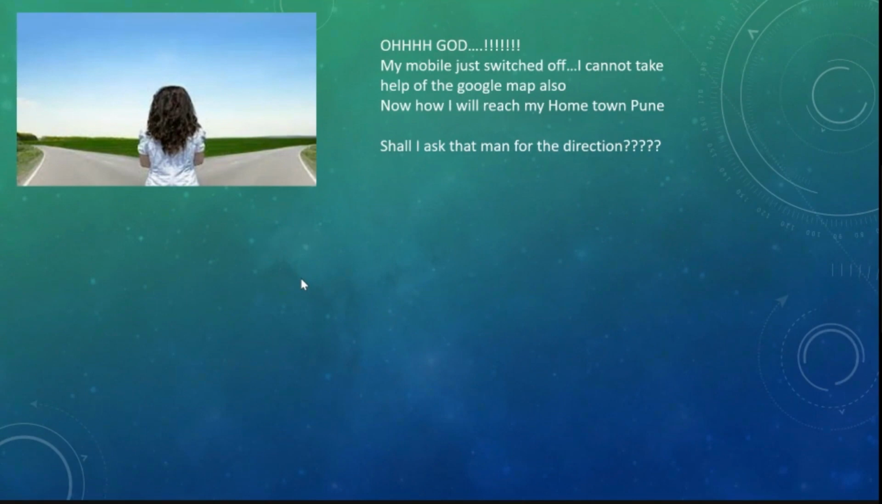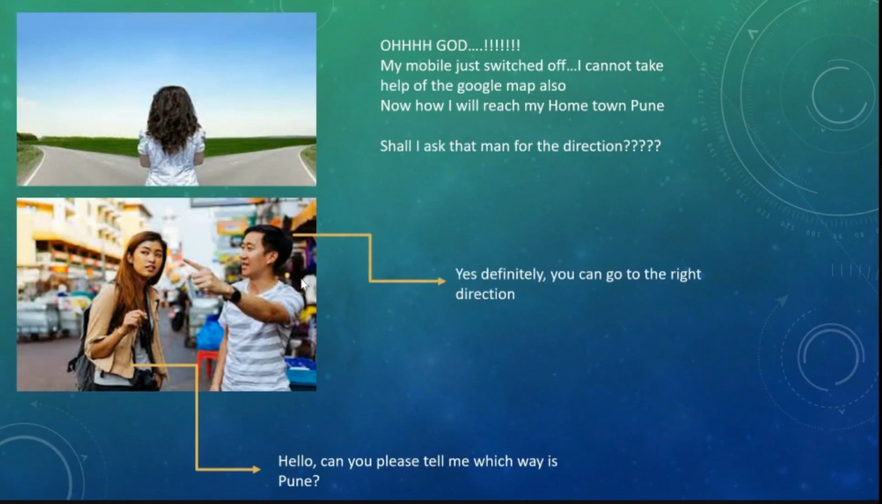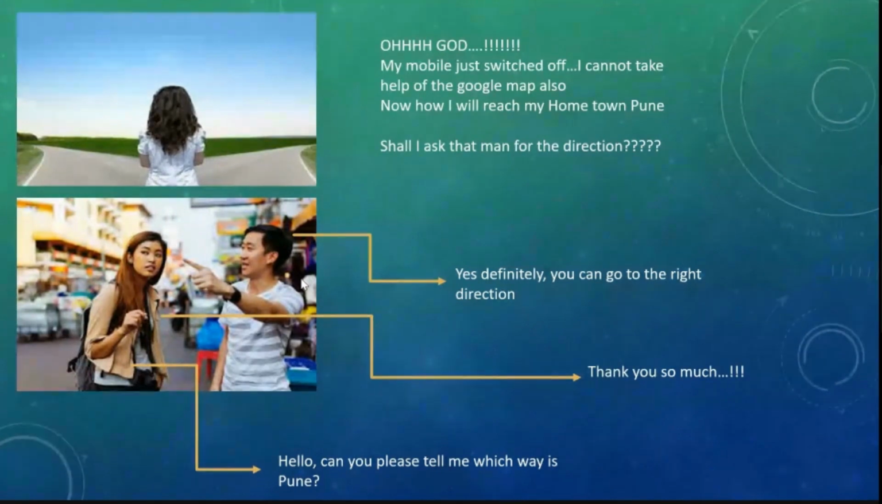I see a man approaching here. So, shall I ask that man for the direction? Okay, I'll ask him, can you please tell me which way is Pune? Then he'll be like, yeah, definitely. You can go to the right direction. I'm like, okay, thank you so much. So after getting a person's opinion, I am like, okay, I'll go to the right then.